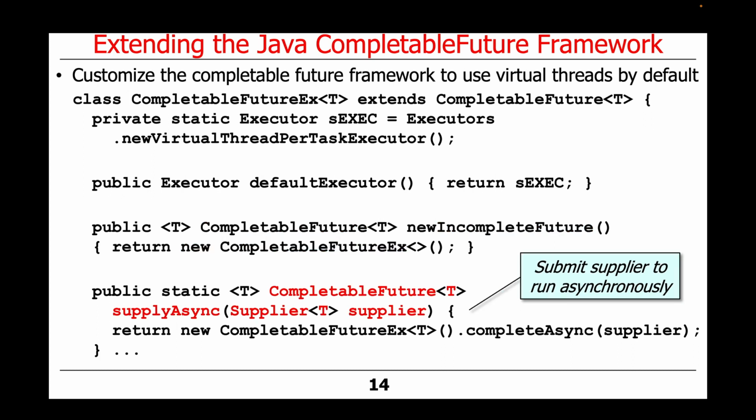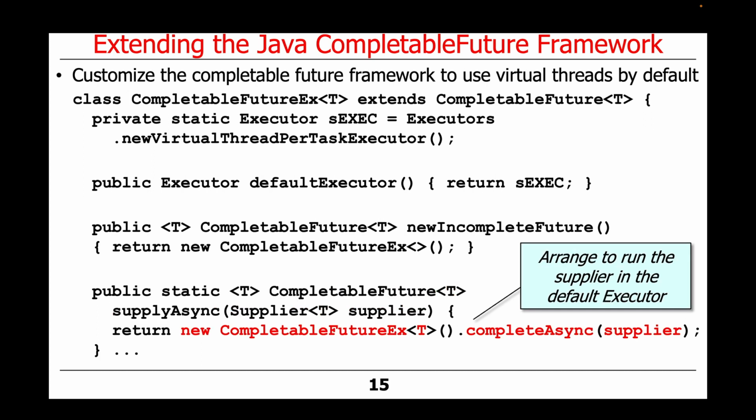And then finally, we implement a new static method called supplyAsync, which has the same signature as the one that comes out of the box with CompletableFuture. What this is going to do is allow us to submit a supplier that will be run asynchronously using a virtual thread in this default implementation. You can see the way this works. We make a new instance of CompletableFuture, and then we call completeAsync on it, and we have the completeAsync method arranged to run the supplier in the default executor, which again in this case will allocate a virtual thread per request.